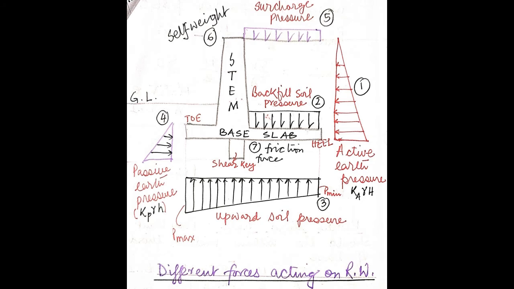Then we come to serial number 4, the passive earth pressure. What is passive earth pressure? Active earth pressure tries to move the retaining wall away from the backfill soil. To counteract or balance that, the passive earth pressure is there, which counteracts the active earth pressure. So passive earth pressure moves the retaining wall towards the backfill. That pressure also has to be considered, that is serial number 4.